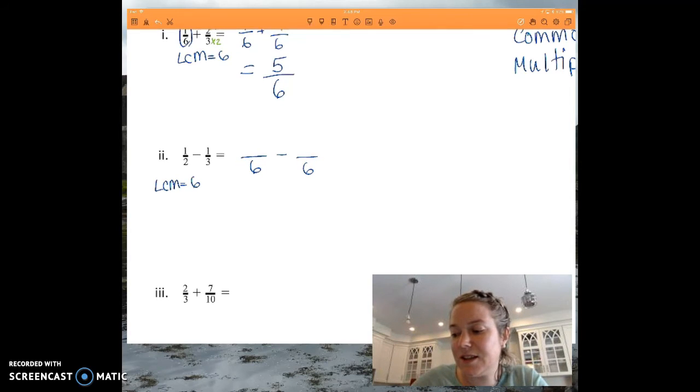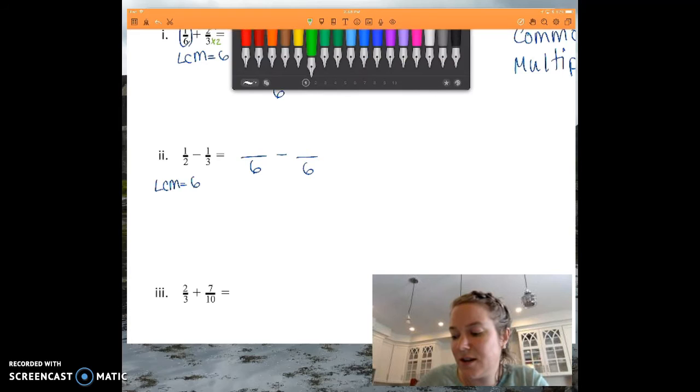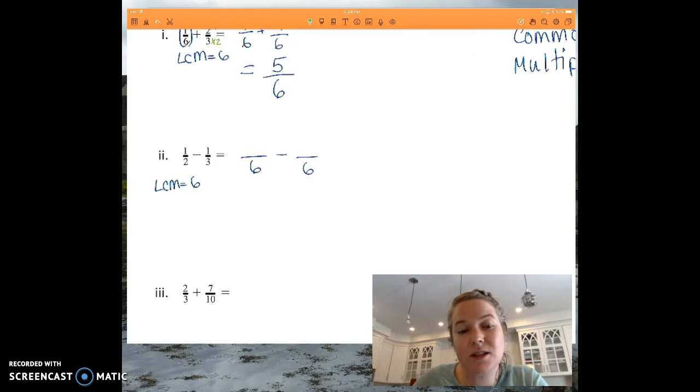Now, let's think about making those equivalent fractions. So what did I do to get 2 to be 6? I multiplied it by 3. So I have to multiply the top by 3, and 1 times 3 is 3. The 3 was multiplied by 2, multiply the top by 2, and I'm going to get 2 over 6. Those are my equivalent fractions.